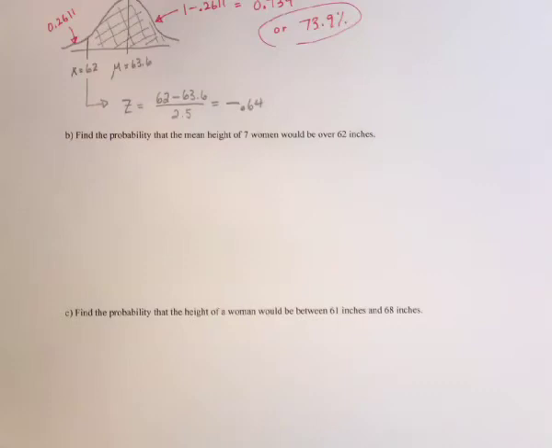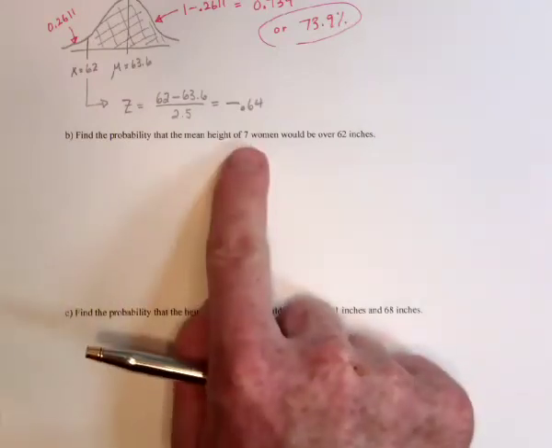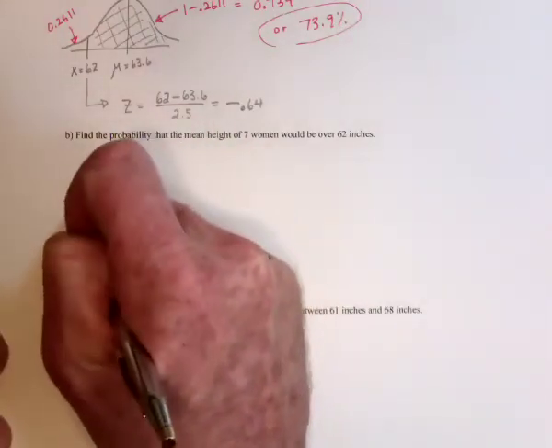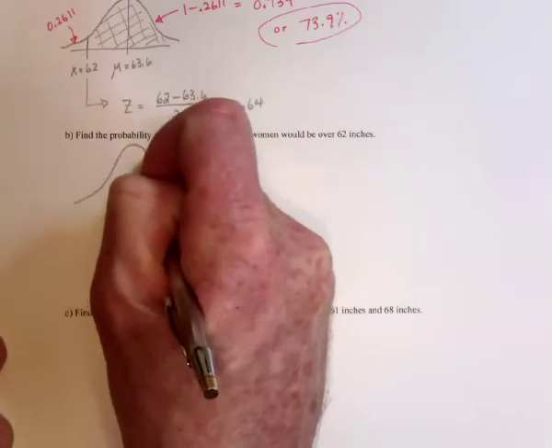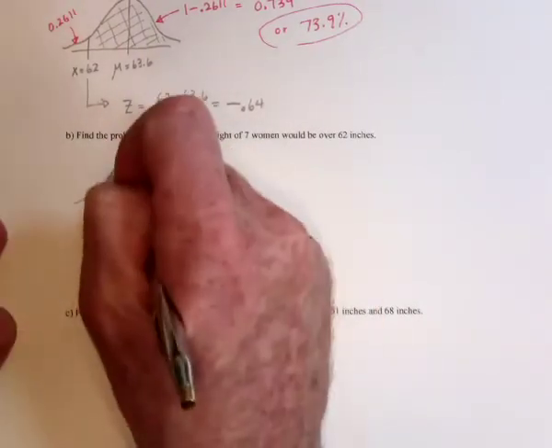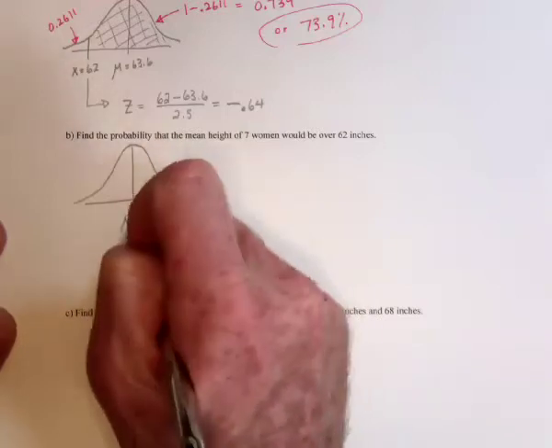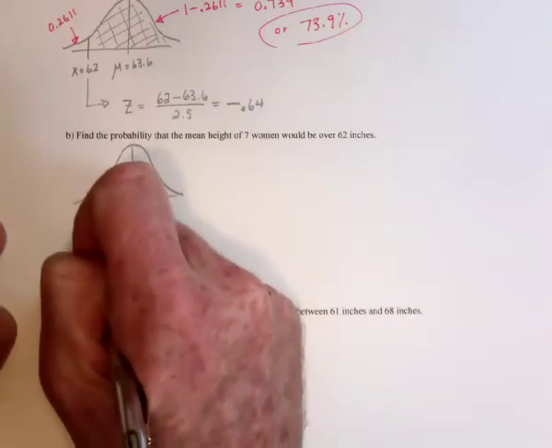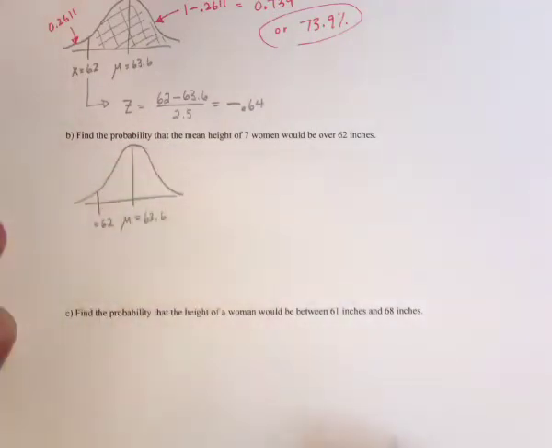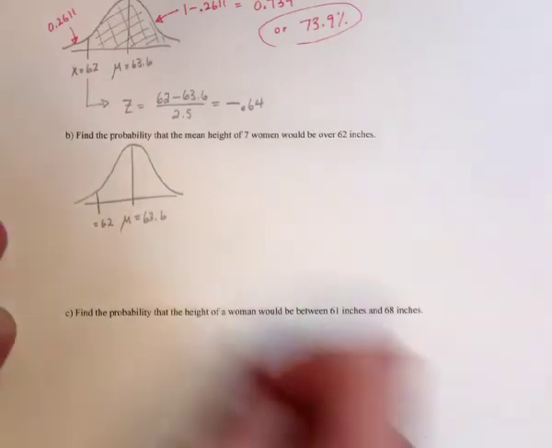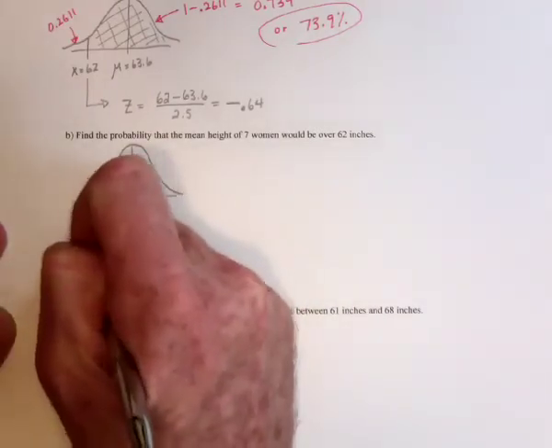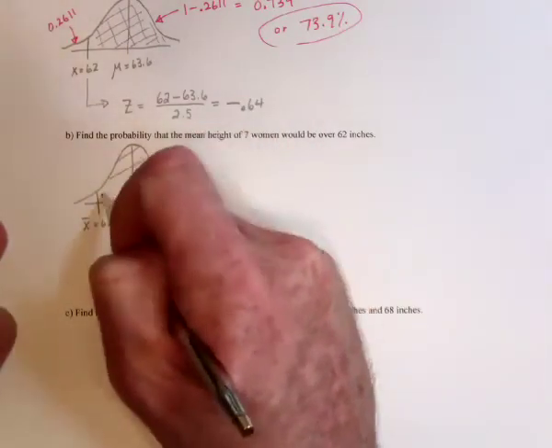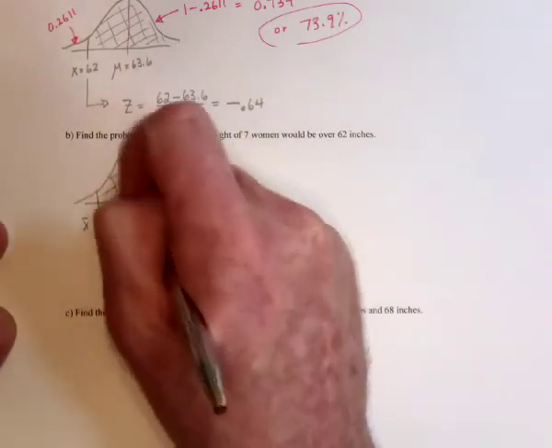Now, the second question is very similar, except now it's the average height for 7 women. So we would have, again, the bell-shaped curve. Again, the mean goes in the middle. The mean is equal to 63.6, and then over here is the 62. But now it's not just one woman, but it's the average of 7 of them. So then you say the average is 62, and again find the probability that it's over that. So that's all of this.